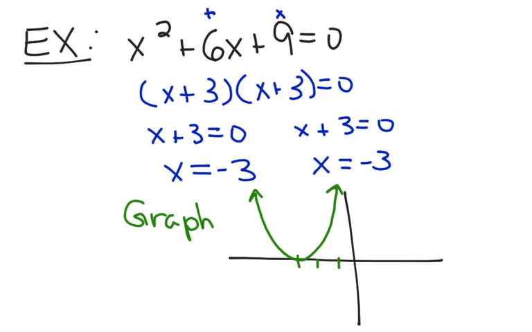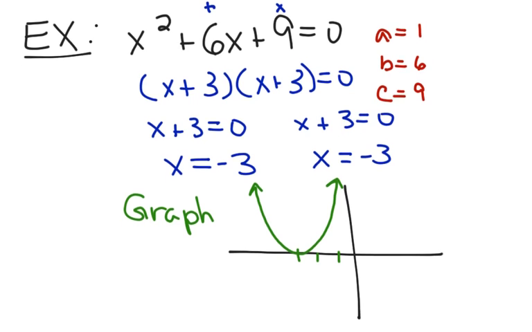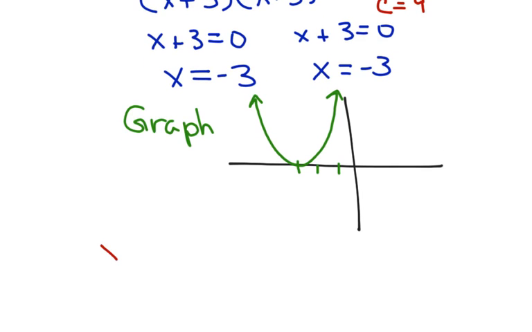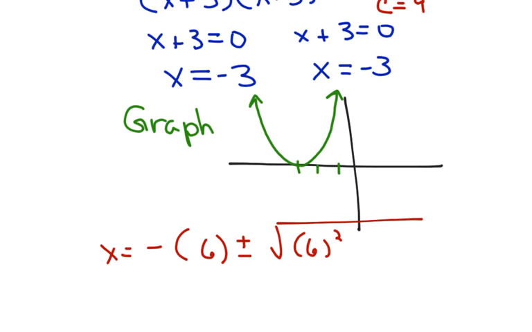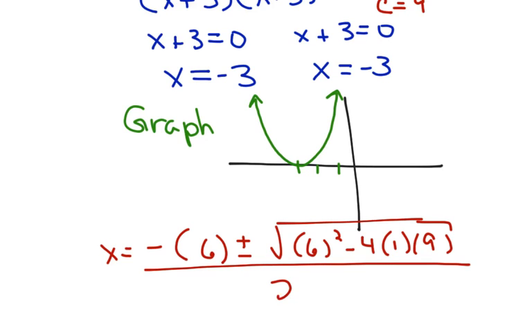But in order to use the quadratic formula, you would first tell me that a is 1, b is 6, and c is 9. So when we plug this into the quadratic formula, I get x equals -b plus or minus the square root of b squared minus 4 times a times c, all over 2 times a.